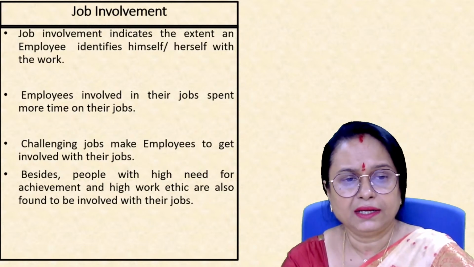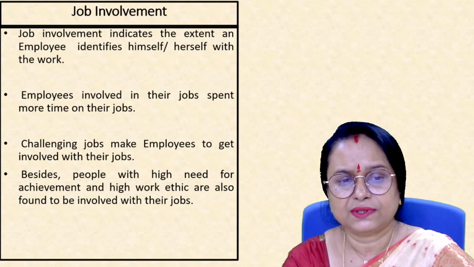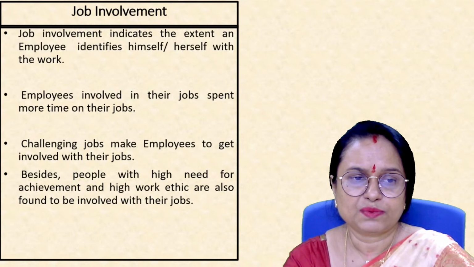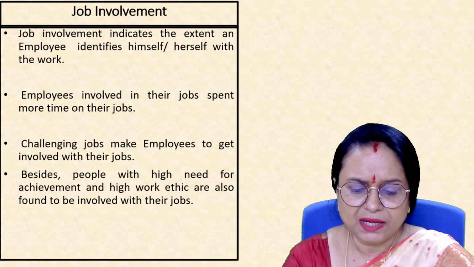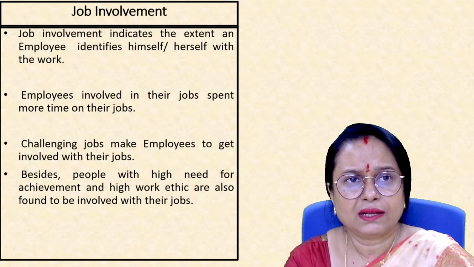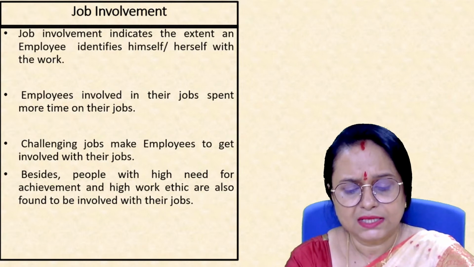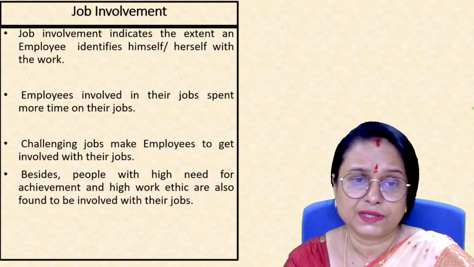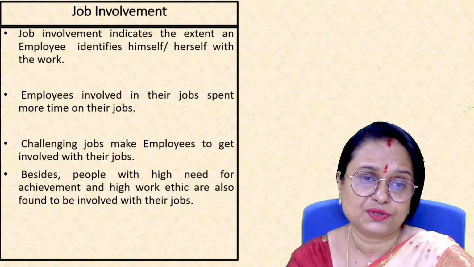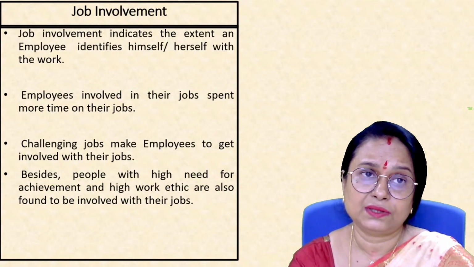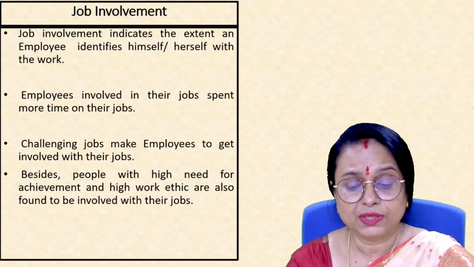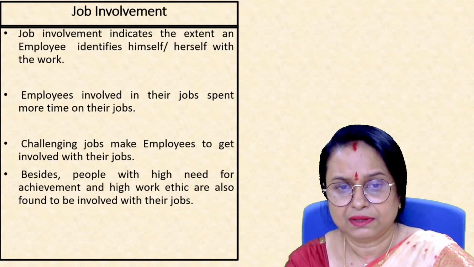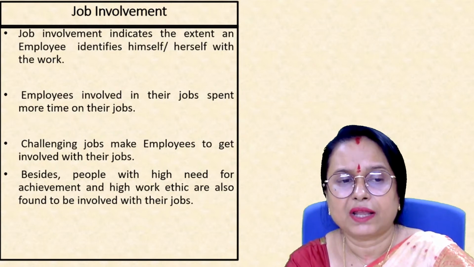Besides, people with high need for achievement and high work ethics are also found to be involved with their jobs. Some people are highly ambitious, they are highly involved with the job. Some people are very ethical, they think that if I have come for 8 hours, I must give 8 hours to my job. They also are involved with the job and they do their work properly. They do not cheat the organization. They have their own ethical values.